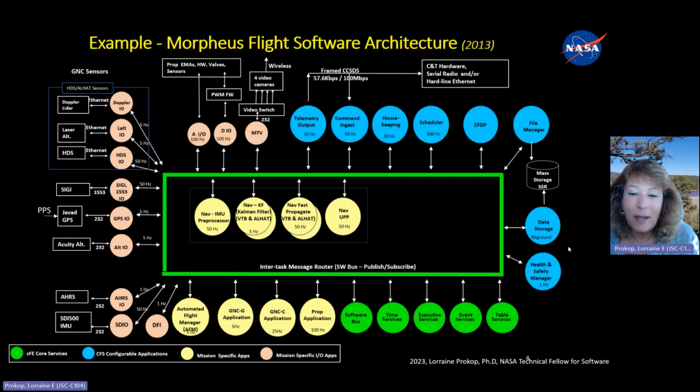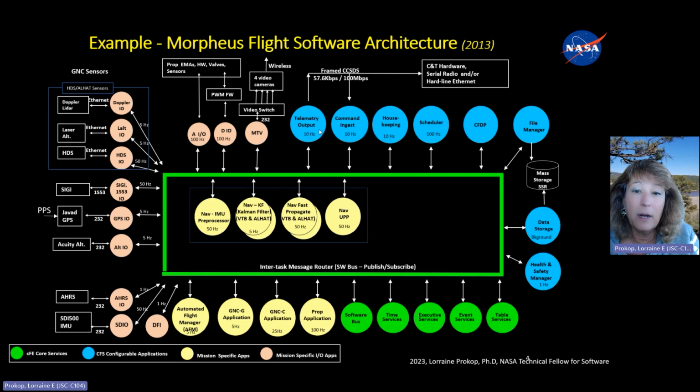So let's take a look at a real life example. This was taken from the Morpheus lander flight software back in 2013. I was the project lead for this, and I think it was the first project at Johnson Space Center where we brought in the cFS, and it worked out so well that many subsequent projects started using it. But this gives you a real world example of what was really on the vehicle, represented here in a bubble chart of the software architecture.